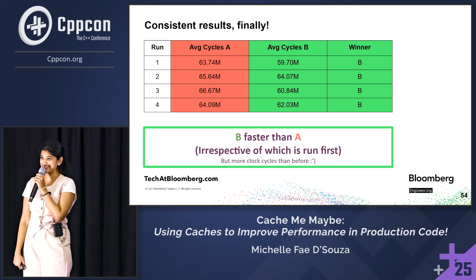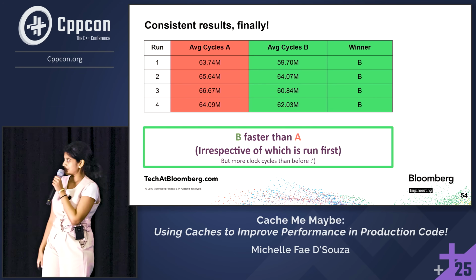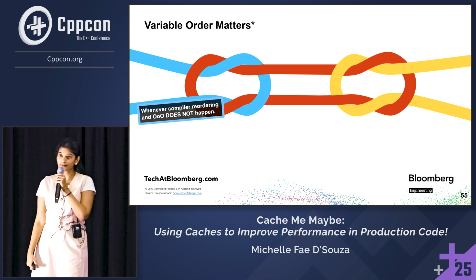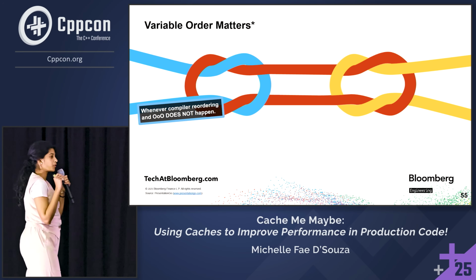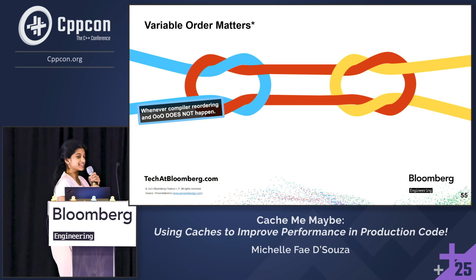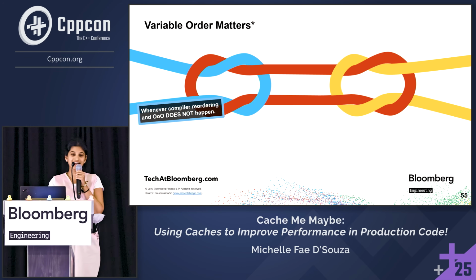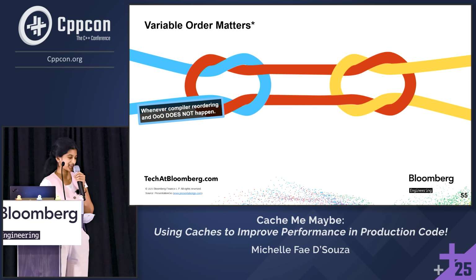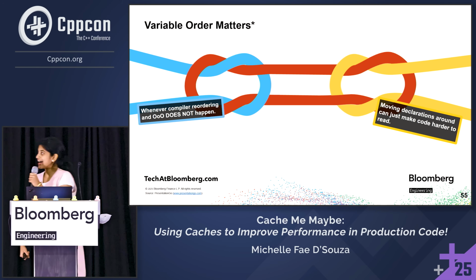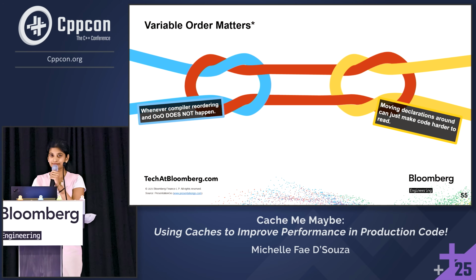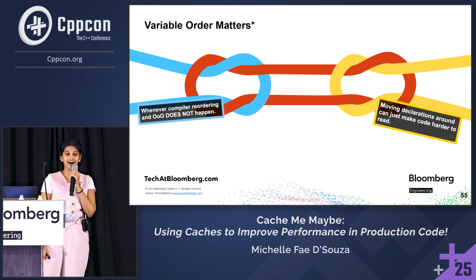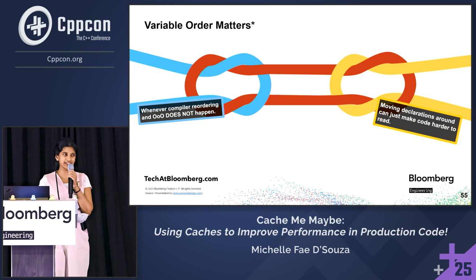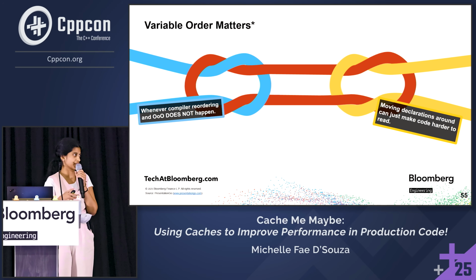I was so happy when this happened. I had a mini party at home with me, myself, and my ducks. But it was great. So variable order actually does matter, but only whenever your compiler doesn't actually reorder stuff, and out-of-order execution does not happen. So most of the time, it does not actually matter. And moving declarations around can make code harder to read. So be careful of what you do, and only do it if it's a really, really bad performance bottleneck.